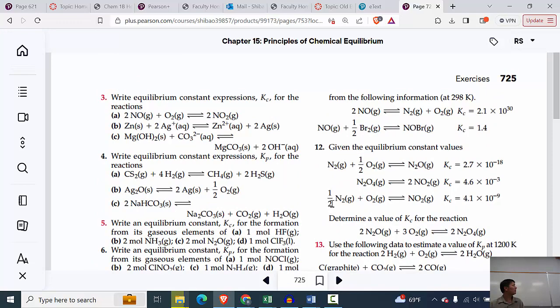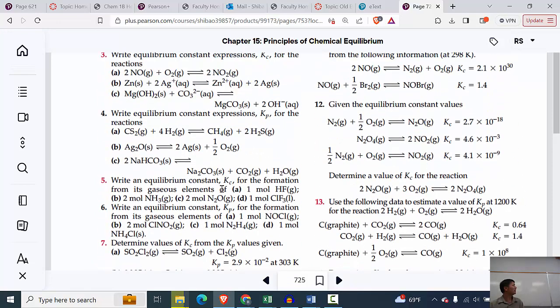So an example of that would be this one here. Well, no, this one is solid, solid, gas, gas. So KP is fine for this. That would be KEQ. We could also do this in KC. And so we could do this as KP or KC.